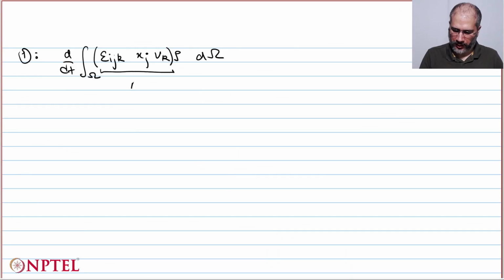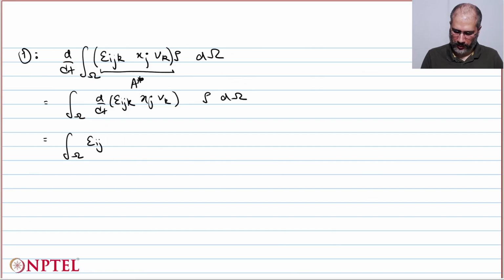This is like our A star, which is the quantity per unit mass. So this derivative goes inside and we get d by dt of epsilon ijk xj vk times rho d omega. Epsilon is a constant, so we can write it like this. And then we have d by dt of xj vk. So that becomes xj dot vk plus xj times vk dot, times rho d omega.